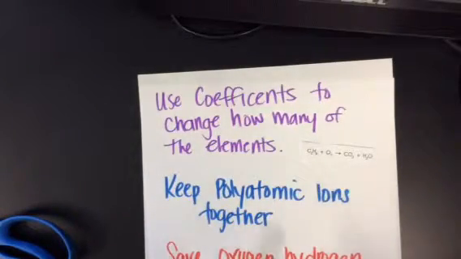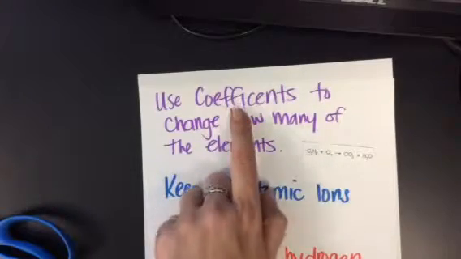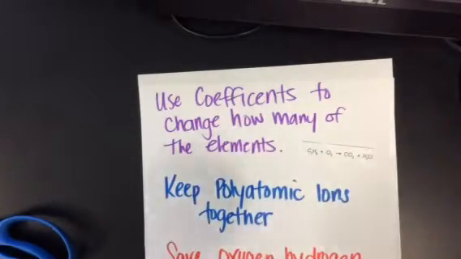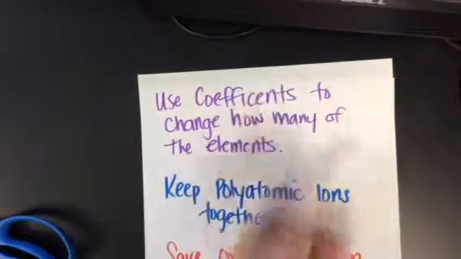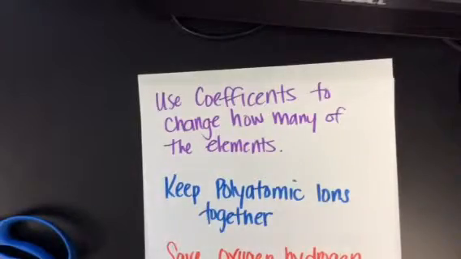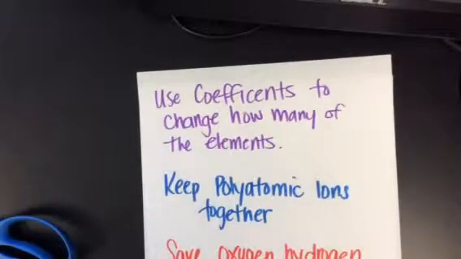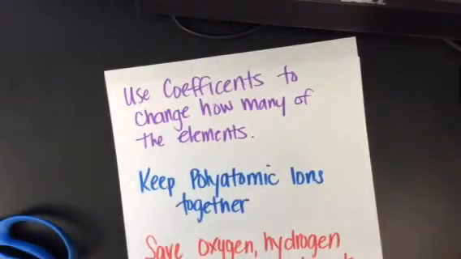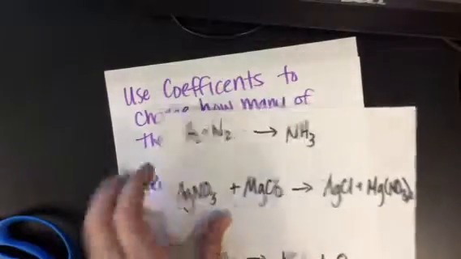In order to fix that problem, what we're going to do is add coefficients in front of each of the compounds in order to change the number of each of the elements that are there. So I have several examples that we're going to do today, and I have some more rules that we're going to talk about as well. I'm just going to go through them one at a time, and I'm going to show you the general process on how to balance a chemical reaction.